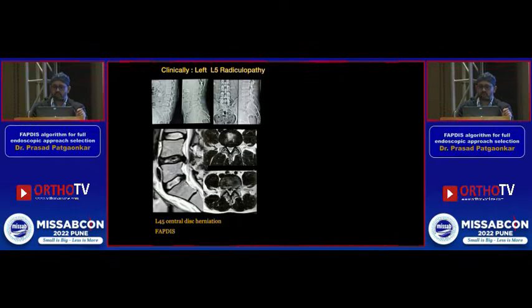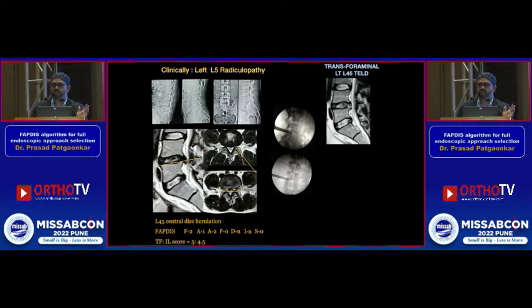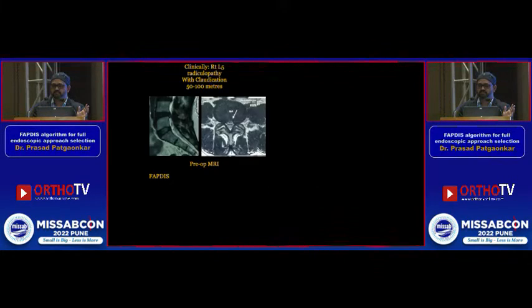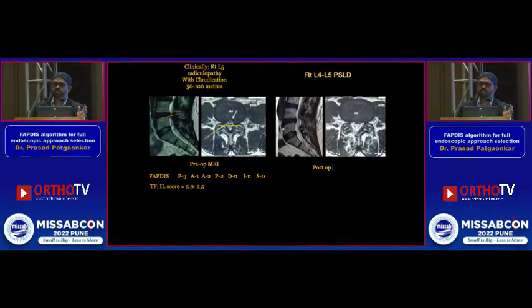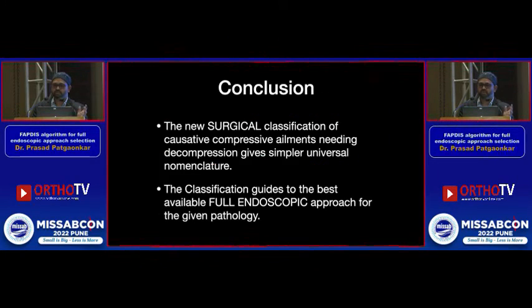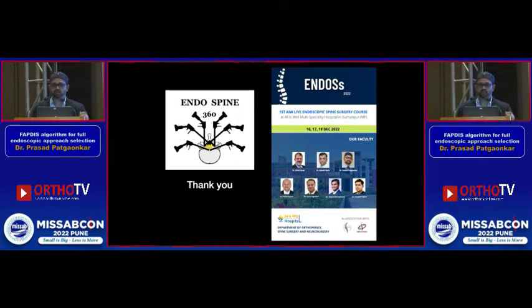So the L45 central herniation, if you see, this is the classification. If you do the transforaminal surgery, you get the result. Similarly, if this is the case where there is a lateral recess stenosis and this is the score, where you get the scoring based on the FAPID algorithm, and you can do the interlaminar procedure and you are done with the procedure. So in conclusion, the new surgical classification of a causative compressive element needing a decompression gives a simpler universal nomenclature, and the classification guides to the best available full endoscopic approach for the given pathology. Thank you so much for your patience.